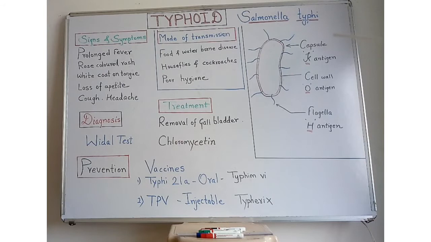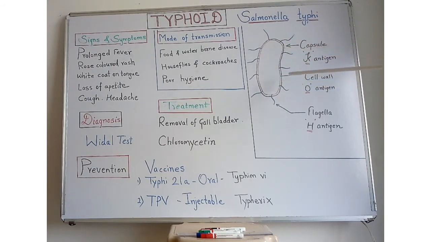In addition to that, there are antigens such as the K antigen or Vi antigen that is present in the capsule, the O antigen, which is present in the cell wall, and the H antigen, which is present in the flagella. The pathogenicity or virulence of the bacteria is due to the O antigen present in the cell wall. The bacteria is red in color, and its shape is rod shaped.